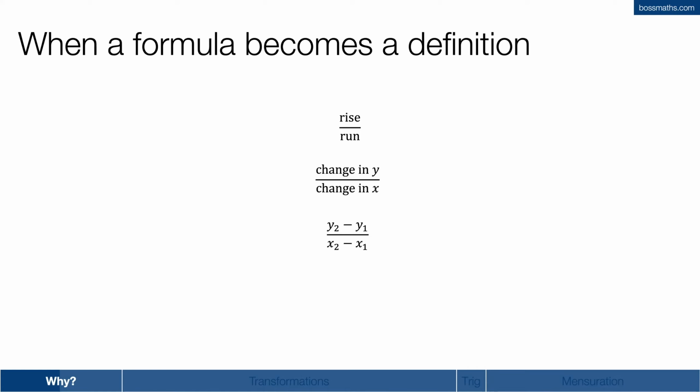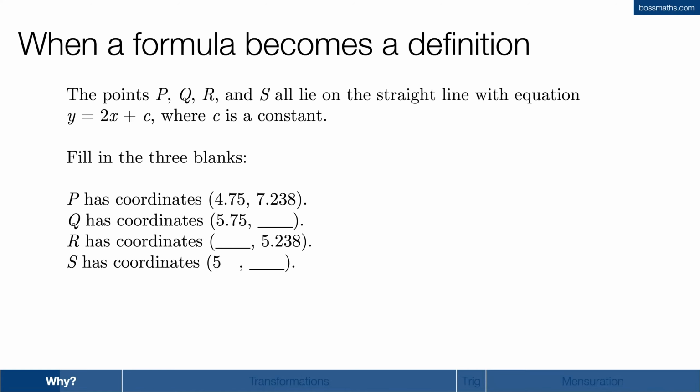Consider this problem here. If you follow me on Twitter, you might well have seen this before, but I'll just give you a few seconds to read it. So here we've got some points. They lie on a straight line with equation y equals 2x plus c. A student that understands gradient can work out these missing values in seconds. They can do it in their heads. They see we've got a gradient of 2, so they know that that means every time you go 1 across, like we are from P to Q, that you must be going 2 up. So they can see that this is going to be 9.238.